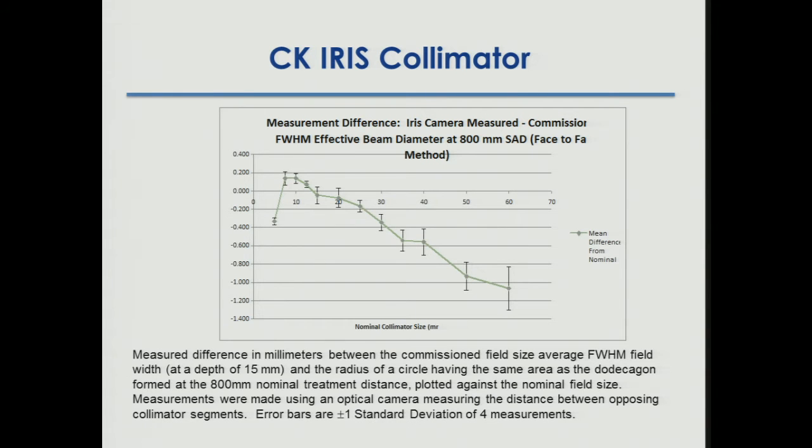So if you look at the iris opening measured with a camera, and you look at the commissioned full width half maximum effective beam diameter in a face-to-face method, somehow I have the same formatting issues as Indran. You can see that there is a mean difference from the nominal, which is okay because your beam data will reflect that, but there's also some uncertainty associated with that. And you should be aware of the size of these error bars.